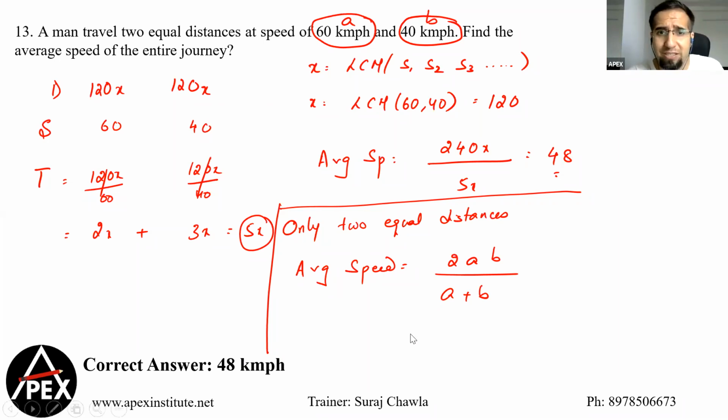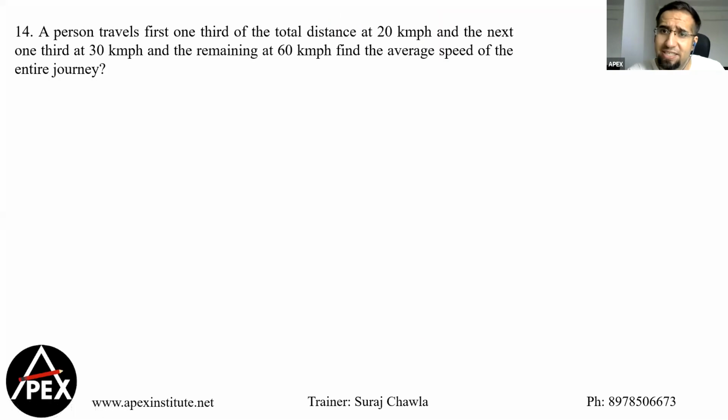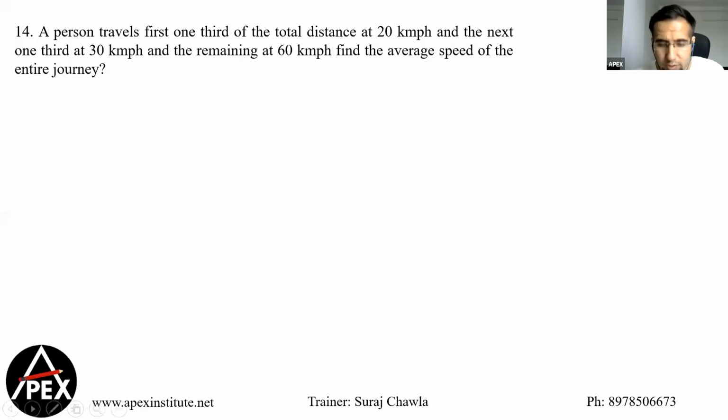Great. Let's move to the next question. Let's solve 3 equal distances, guys. Take a minute. By 1 minute, you should be able to get the answer. Let's see this, guys. A person travels 1/3 of the total distance at 20 kilometers an hour, the next 1/3 at 30 kilometers an hour, and the remaining. If you see 1/3, the remaining will also be 1/3. So the distance covered is equal here, x and x. The speeds are 20, 30, and 60.